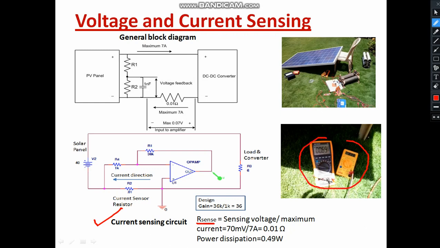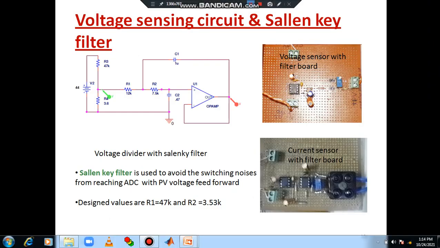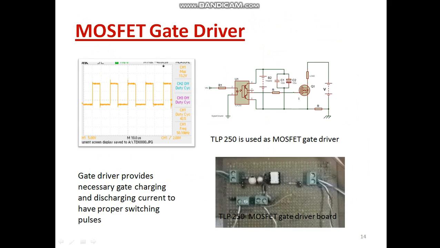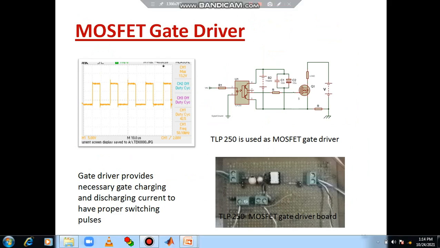Here also you can see this is a current sensor setup. And the voltage sensor I have made with the help of a Sallen-Key filter. The Sallen-Key filter is used to avoid switching noises from reaching the ADC with the PV voltage feed forward. I have built the current and voltage sensors on a dotted PCB. And the gate driver output you can see here, this is the gate driver output I have built. TLP250 is used as the gate driver.